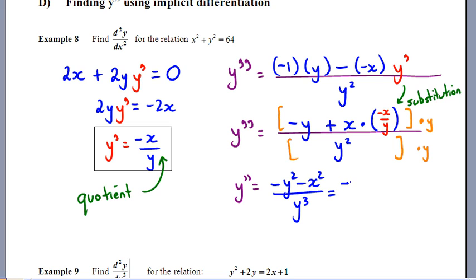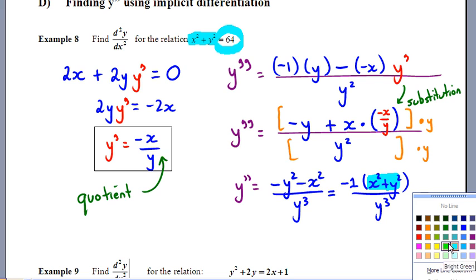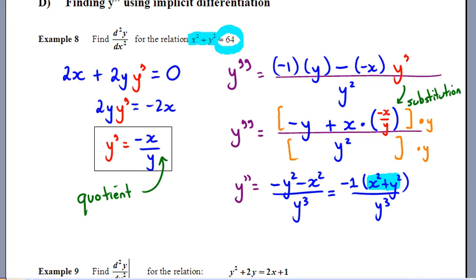Maybe we'll factor out a negative 1, and then I would have x squared plus y squared, all sitting on top of y cubed. Now we're going to do something called back substitution. Take a look up here. X squared plus y squared is apparently equal to 64. So this is a nice spot where I can put that in. Maybe not every day in every question, but in this question, x squared plus y squared is actually equal to plain old 64.